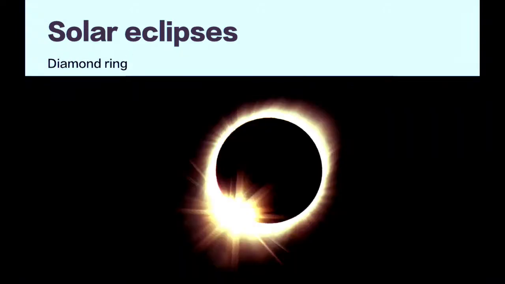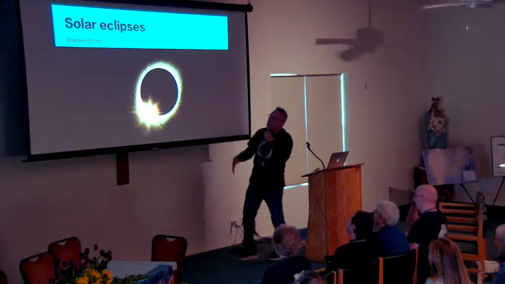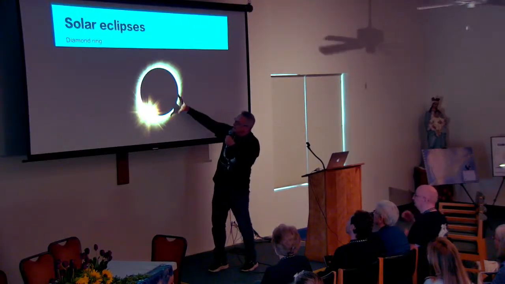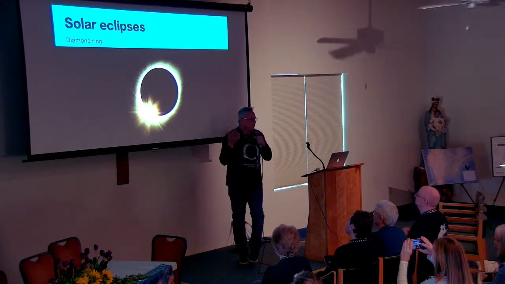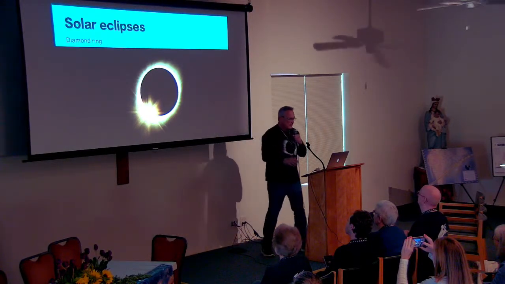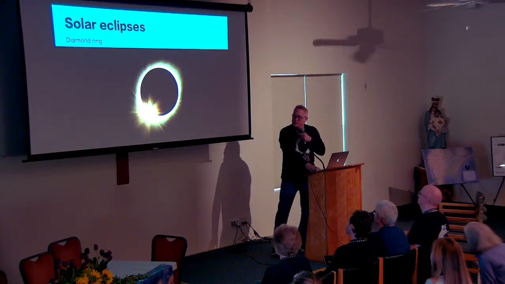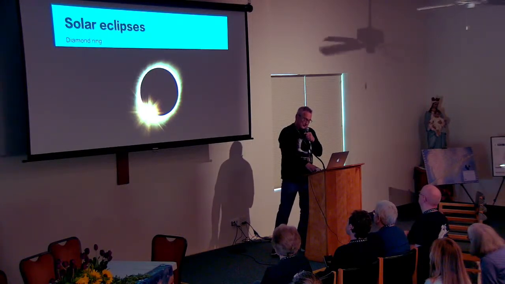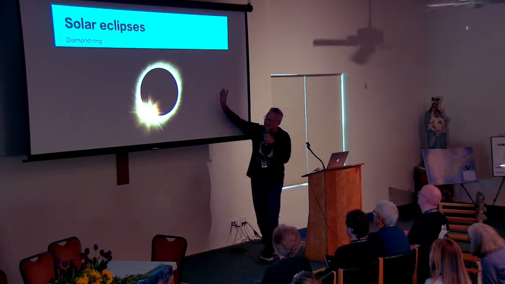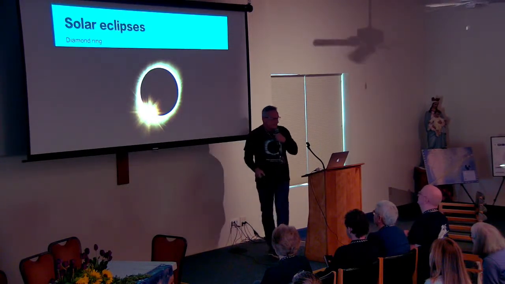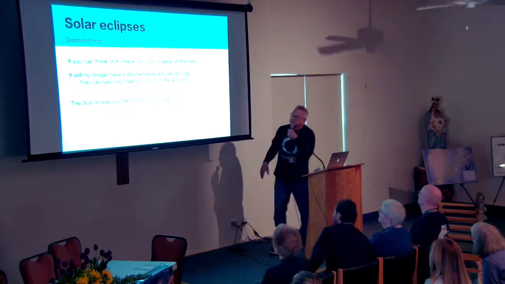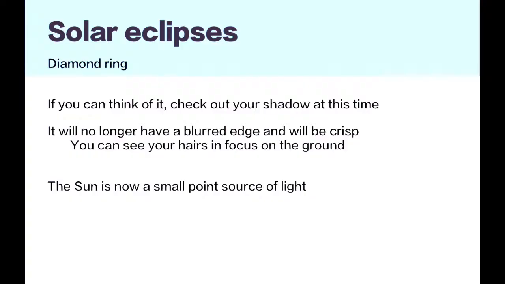Some terms that you'll hear and probably know, one's called the diamond ring, which is when the moon's almost covered, but a little bit of the sun is shining, so it kind of looks like a diamond ring, right? That's kind of cool. At this point, though, if you think of it, I'm going to try to certainly think of it, because you get two chances, right? You get it there, and then when it starts passing too far, it'll pop up on the other side, okay? When that happens, check your shadow if you can.